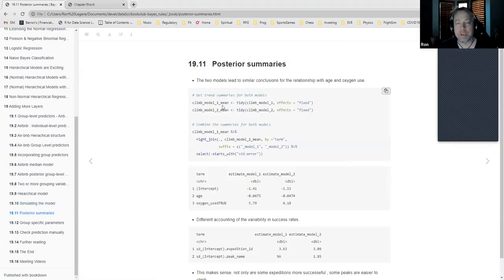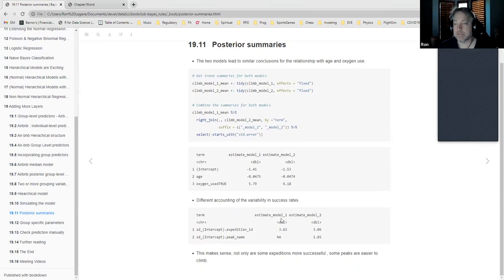So the next thing that happens is we want to compare the two models with the two groups versus a single grouping structure. That's what they did in the book, and this just reproduces that. We can see that in this case, adding the grouping by peak didn't really change our global intercept or global age coefficient at all, or the oxygen use a little bit, right? Nothing significant changed in that part of the model.